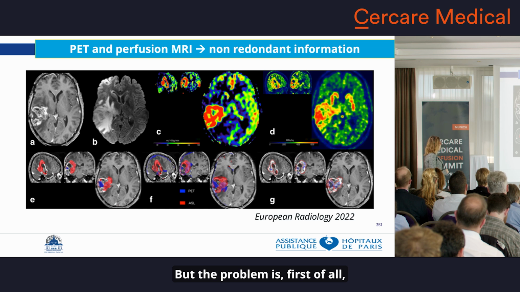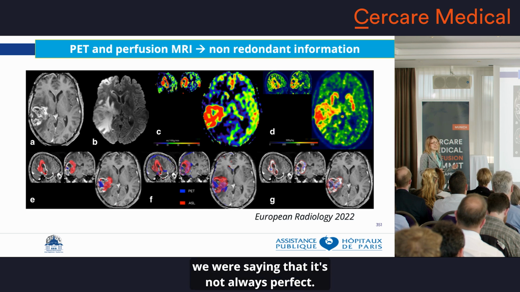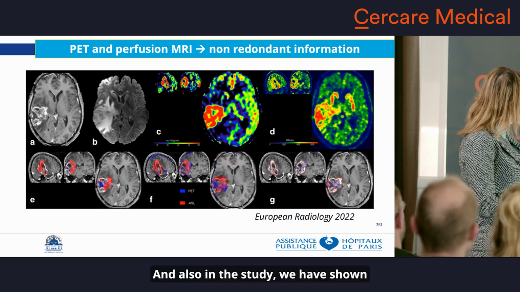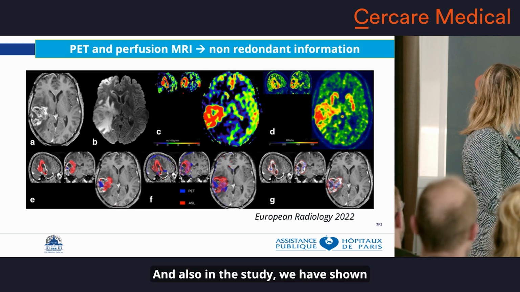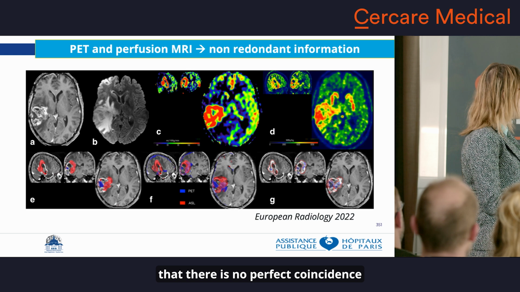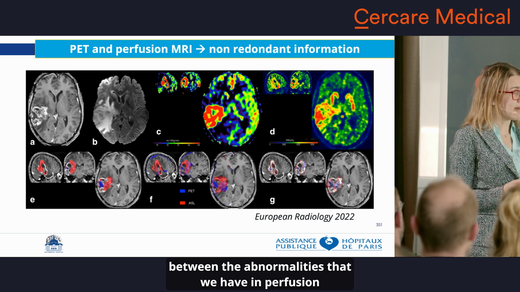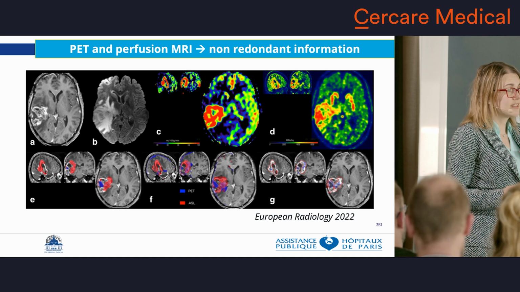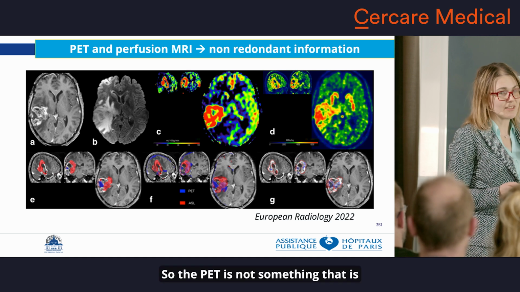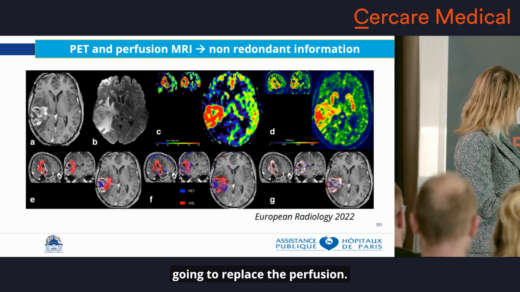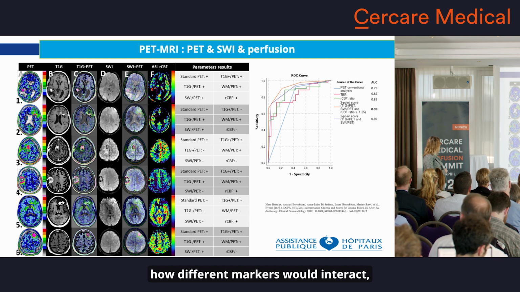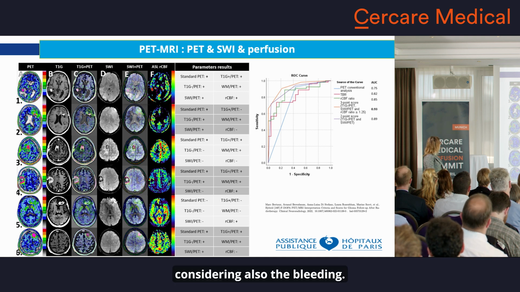But the problem is, first of all, as we were saying, it's not always perfect, it's not always available, and also in the study we have shown that there is no perfect coincidence between the abnormalities that we have in perfusion and the ones that we have in PET. So the PET is not something that is going to replace the perfusion.